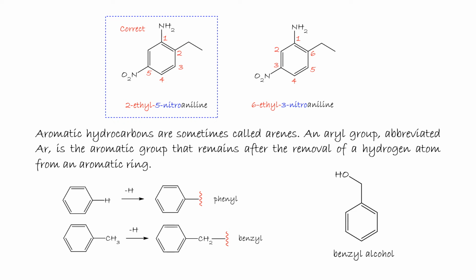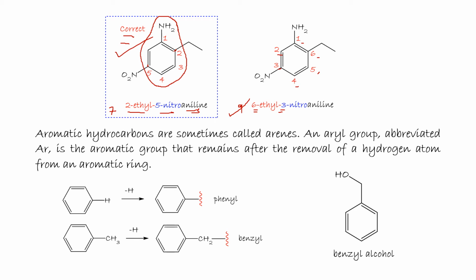For this one again, if we have NH2 on a benzene ring, this is aniline. Number it 1, 2, 3 clockwise, so the substituents will be 2-ethyl, 5-nitro. If we use the counterclockwise numbering system, 1, 2, 3, 4, 5, 6, ethyl will be 6 and nitro will be 3, and the sum is 9. Here the sum is 7, 2 and 5. So this is wrong, and this is the correct name.